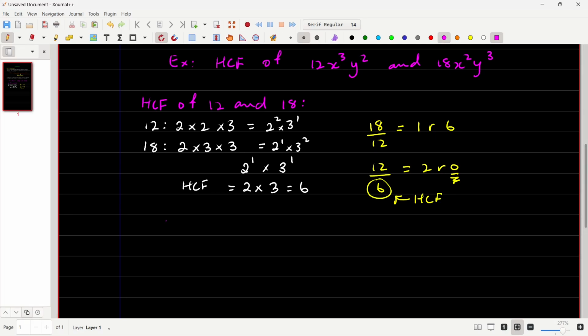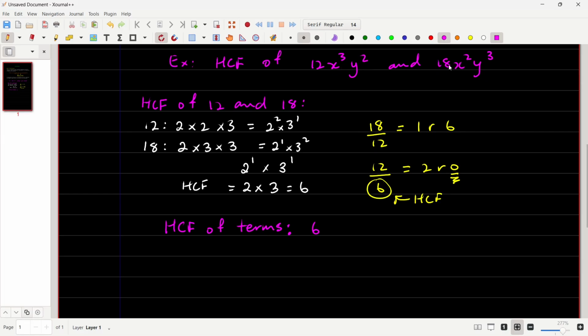So HCF of terms, and I'm referring to the terms above this here and this here. So first we get the HCF of the numbers, which we already identified as 6. Then we take the lowest of the powers for the common variables.